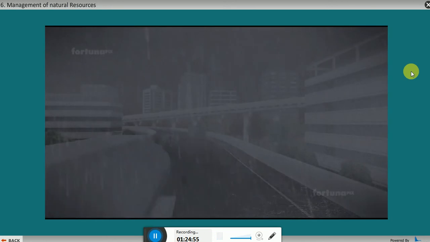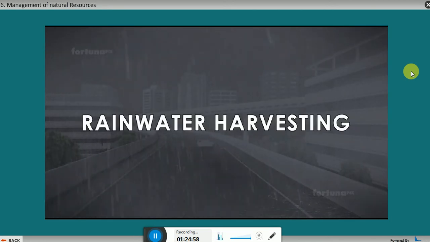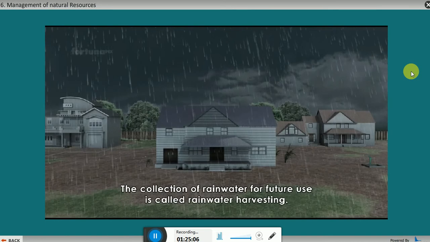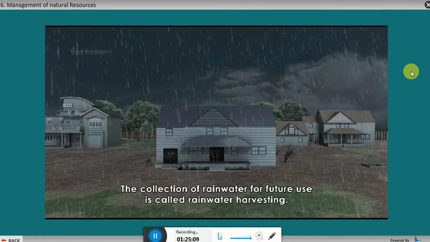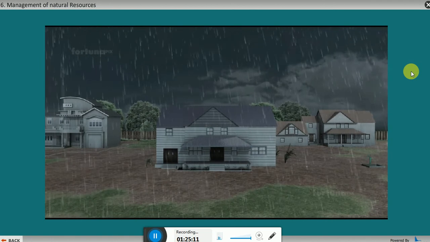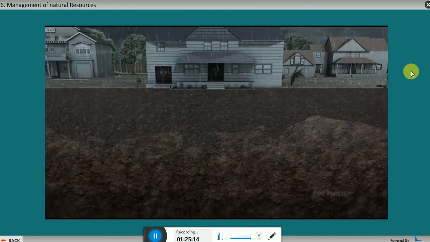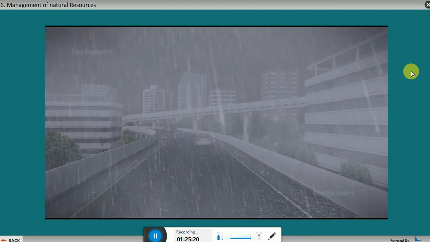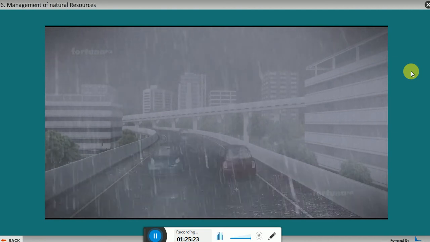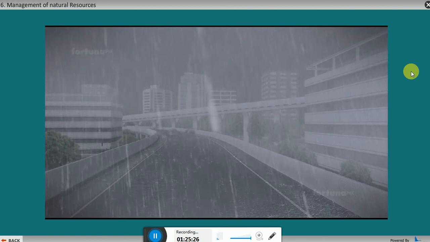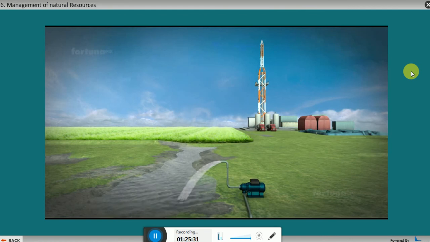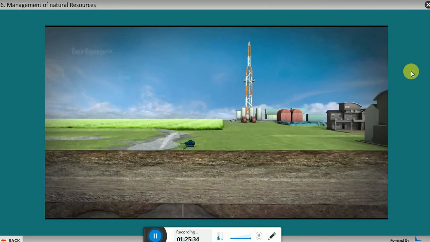Rainwater harvesting. Objective: to learn methods of rainwater harvesting. The collection of rainwater for future use is called rainwater harvesting. Normally, rainwater that falls to earth will seep into the ground, where it becomes groundwater. Increases in construction and road work have decreased the available ground that would allow rainwater to soak in and recharge the groundwater. In addition, the excess drawing of groundwater for domestic purposes will deplete it to dangerously low levels.